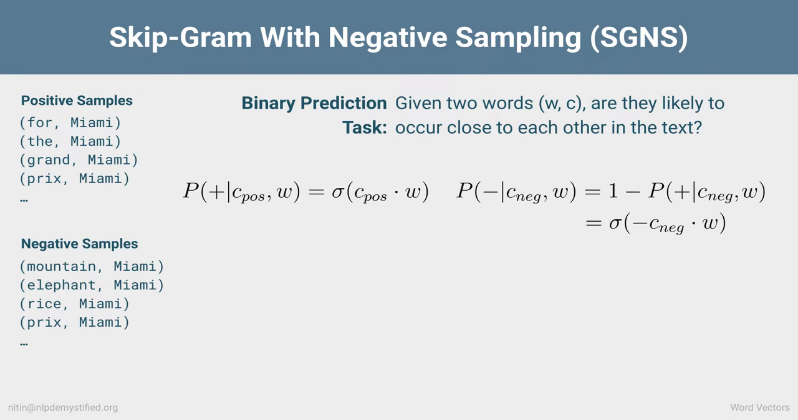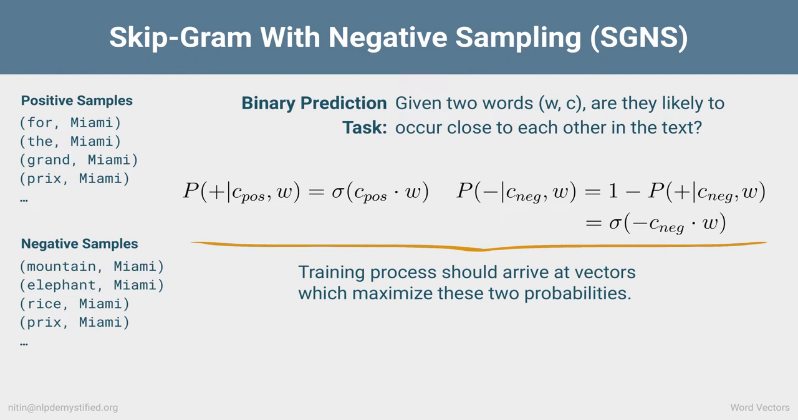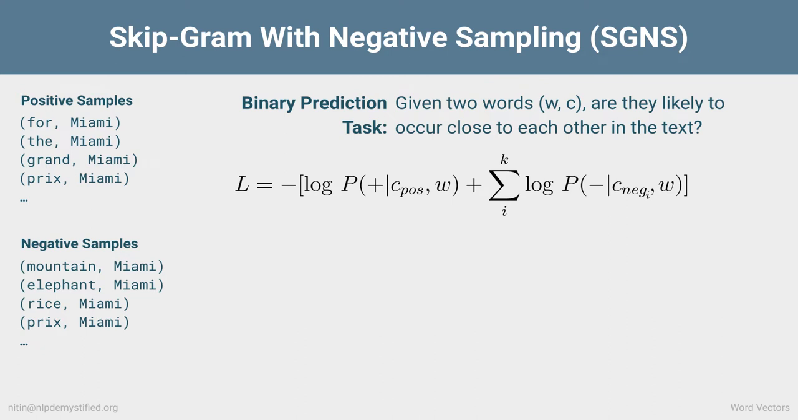But we also have negative samples to consider. So in a similar vein, the probability of a negative sample given a negative context word and a target word is 1 minus the probability of a positive sample. And if we work out the math, the function looks like this. The training process should arrive at vectors which maximize these two probabilities. To that end, this is the loss function.